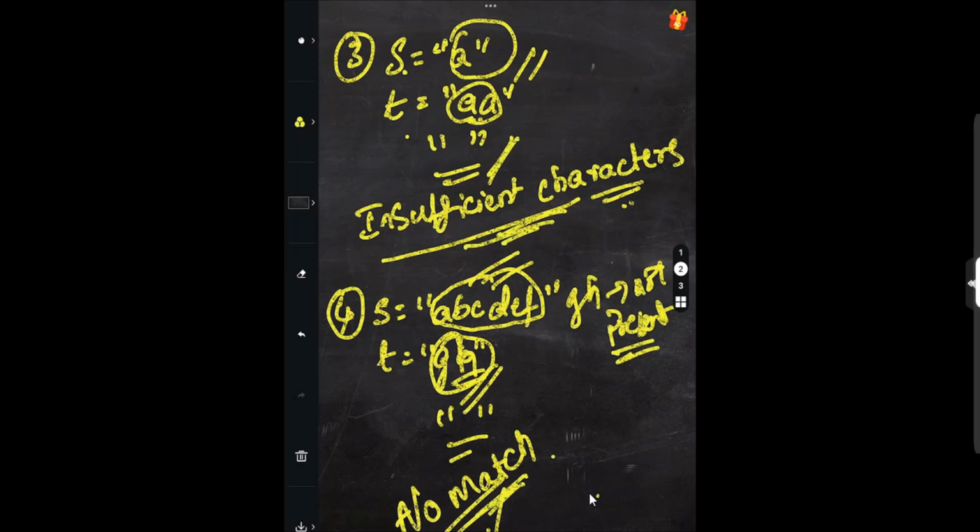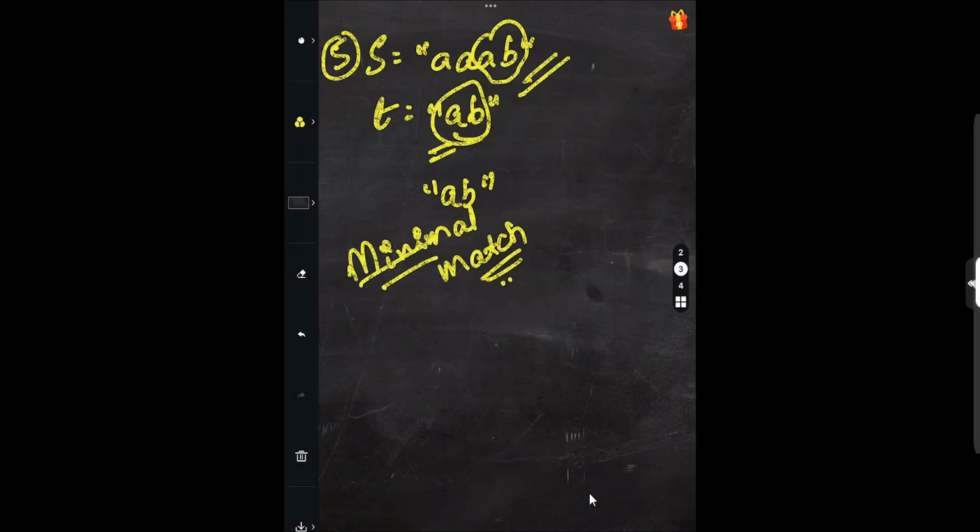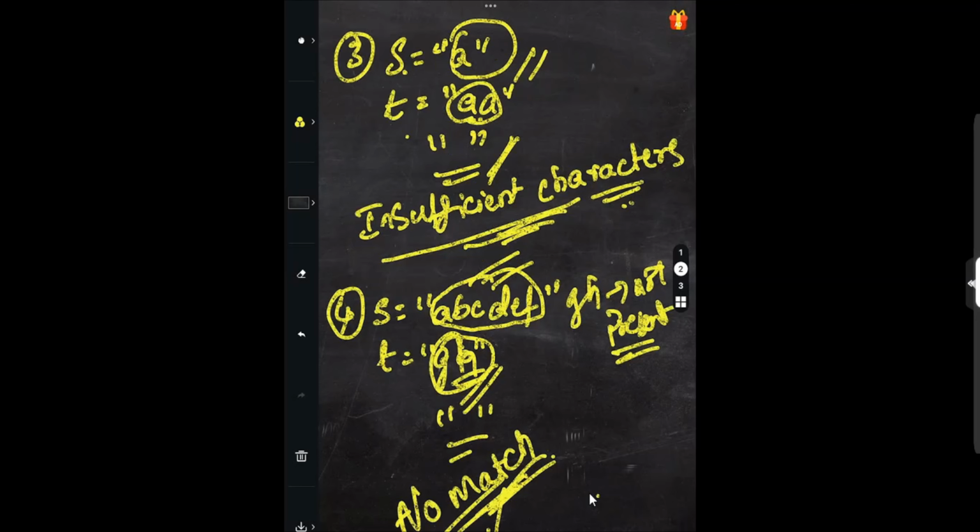Nothing but insufficient characters. The fourth one was for no match. Here you can clearly see GH is present in T, but none of the characters from T is present in S. So here we are giving no match. And the final one is minimal match. When I say minimal match, here T consists of the characters A and B, and S does consist of the characters A and B here. So there is a match and we are getting the output AB, nothing but the condition minimal match. So these are the 5 edge cases that we need to consider here.